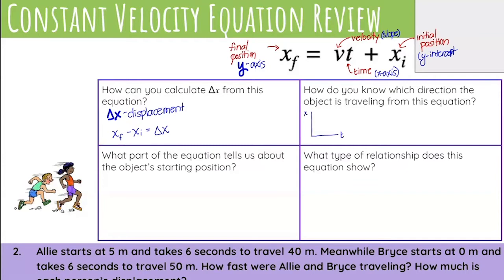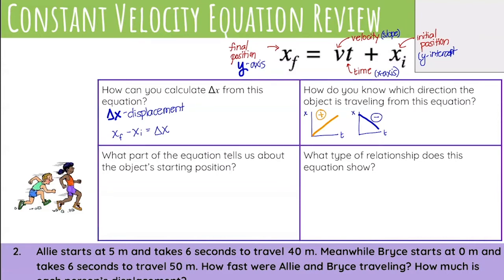And on a position time graph, how do you know which direction the object is traveling from this equation? And so our slope will tell us what direction the object is traveling. So we have a positive over and then a negative, right? So this is our positive direction, and this is going to show us our negative direction. And so a positive slope means positive direction, and a negative slope means a negative direction. So it's the sign of our slope.